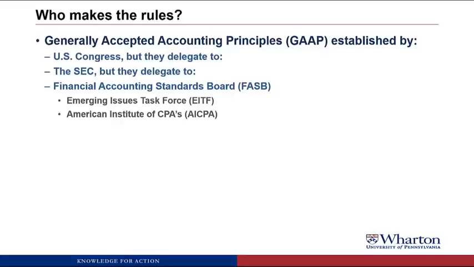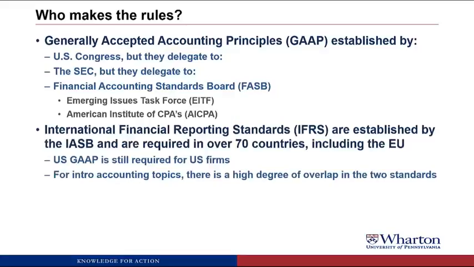Now, sometimes they're even too busy to make all the rules, and so there's an Emerging Issues Task Force, or the AICPA, that can also have a hand in making accounting rules. That's just in the US. Internationally, there's International Financial Reporting Standards, or IFRS, that are established by the IASB, or International Accounting Standards Board, and are now required in over 70 countries, including the EU. But as of now, US GAAP is still required for US firms. So there's basically 2 big sets of standards out there in the world. But the good news is, for almost all of the intro accounting topics, there's a really high degree of overlap in the 2 standards.